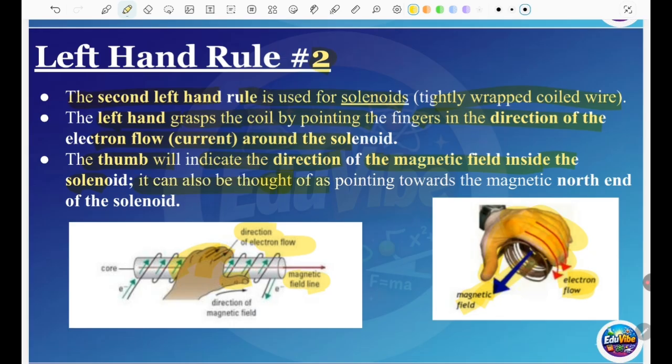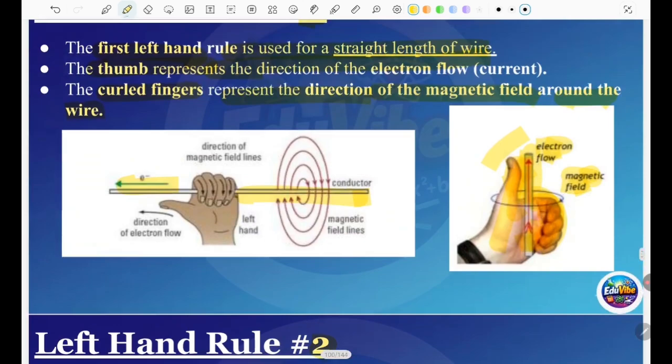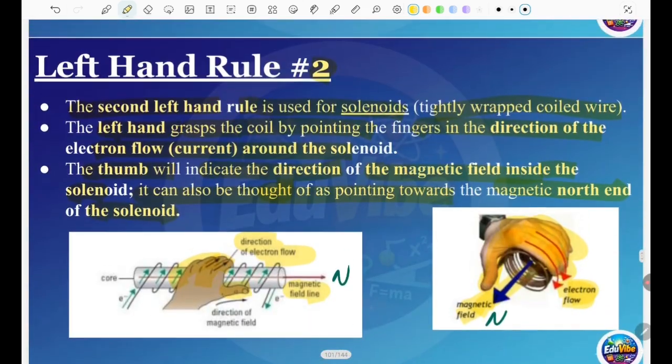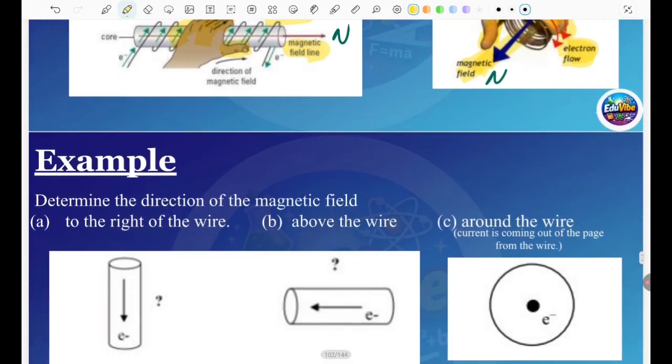So it can also be thought of as the thumb pointing towards the magnetic north end of the solenoid. You can say that this is the north end of the solenoid. You can also see it from that perspective. So that's the hand rule for the other case. They are slightly different, but just the opposite thing. Everything stayed the same in that case. With the third rule, that was the different one. And third, we have two parts in this, 3A and 3B.